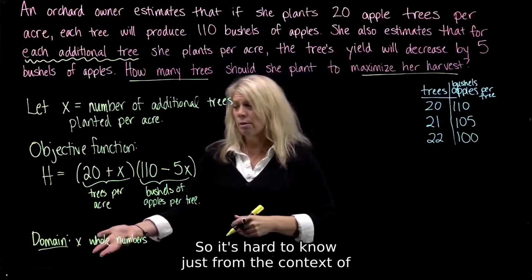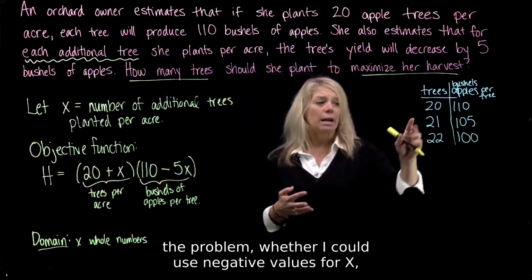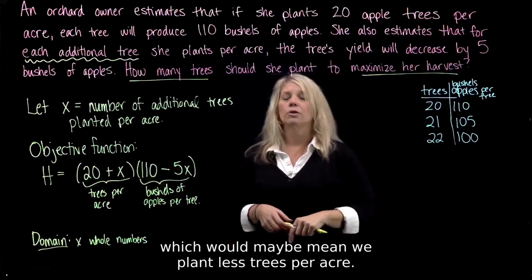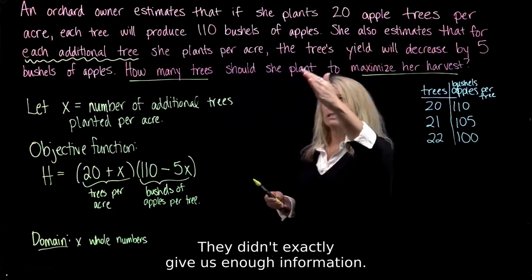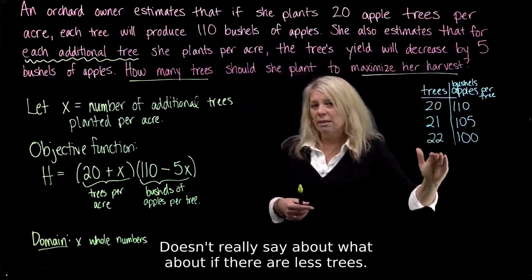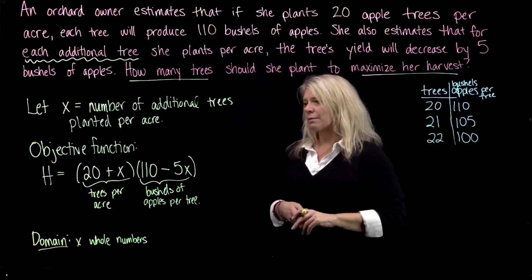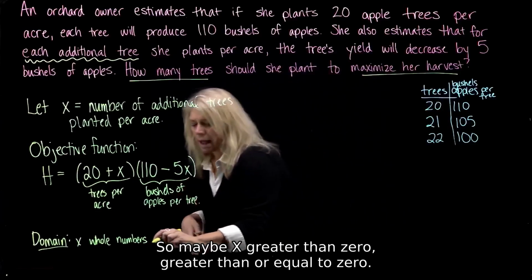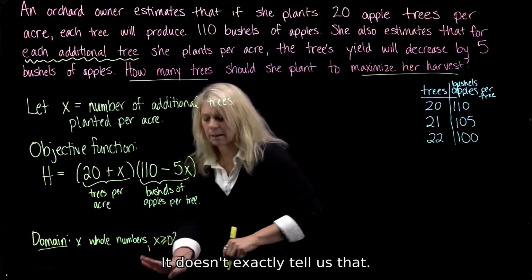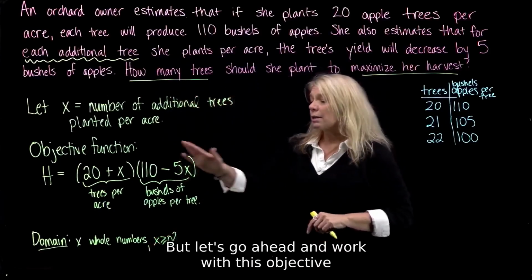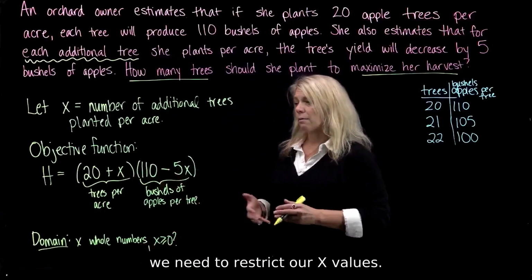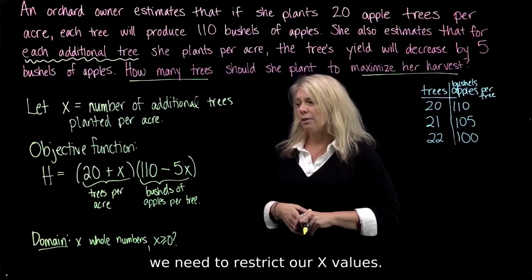So it's hard to know just from the context of the problem whether I could use negative values for x, which would maybe mean we plant less trees per acre. They didn't exactly give us enough information. It just talks about additional trees. Doesn't really say about what if there are less trees. So maybe x greater than or equal to 0. It doesn't exactly tell us that, but let's go ahead and work with this objective function, and then we'll come back and think about whether we need to restrict our x values.